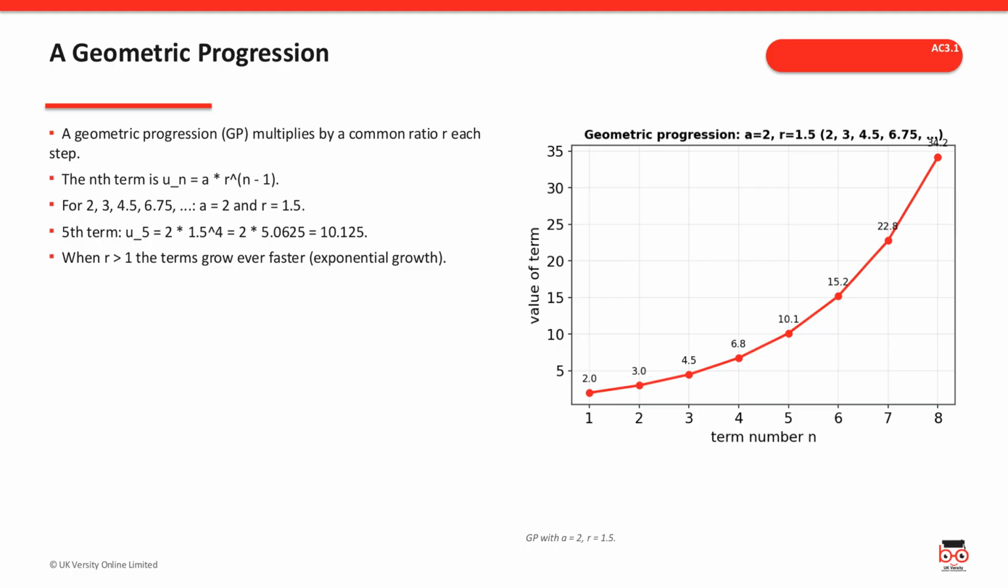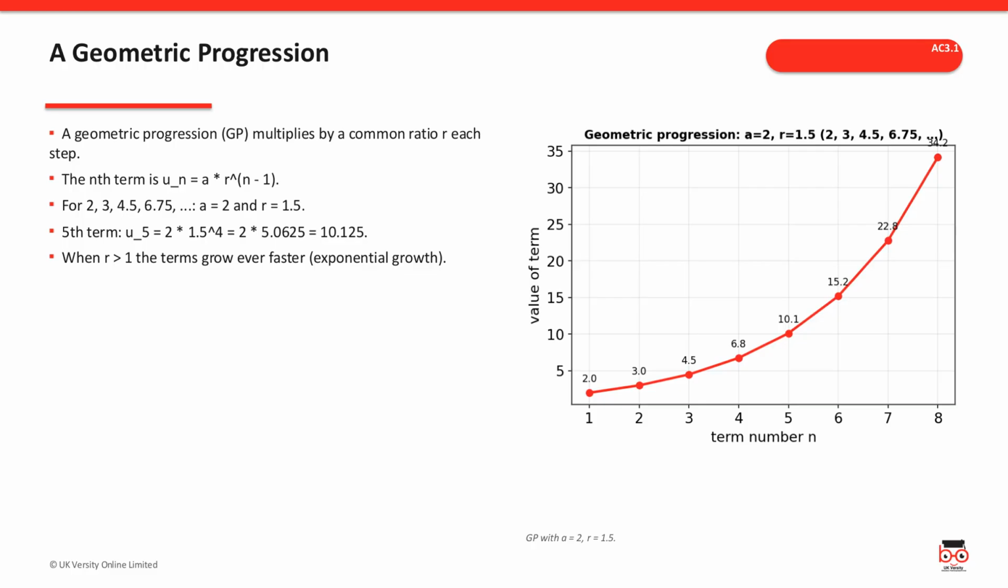A geometric progression, or GP, multiplies by a common ratio r at each step, and its nth term is u sub n equals a times r to the power n minus 1. For the sequence 2, 3, 4.5, 6.75, the first term a is 2 and the ratio r is 1.5. So the fifth term is 2 times 1.5 to the fourth, which is 2 times 5.0625, giving 10.125.